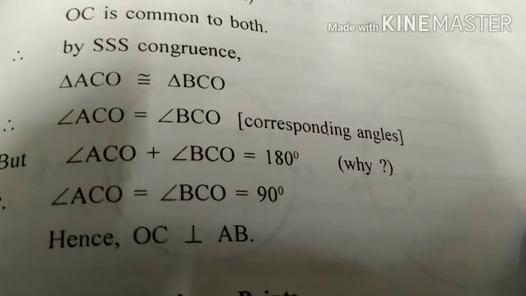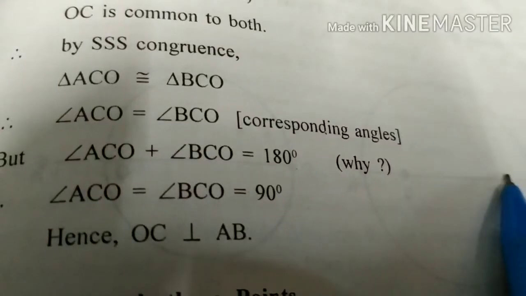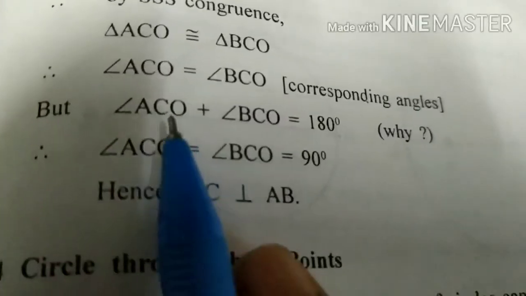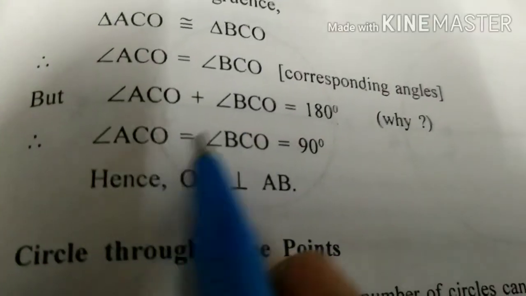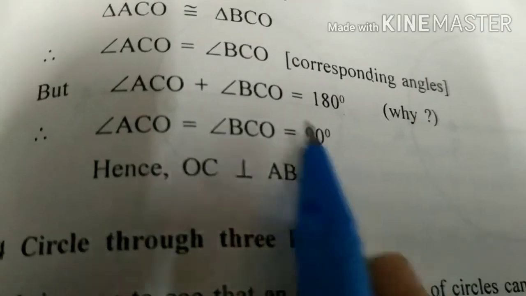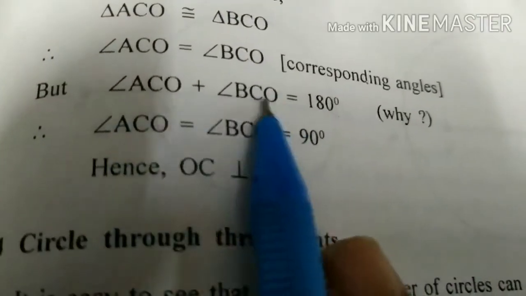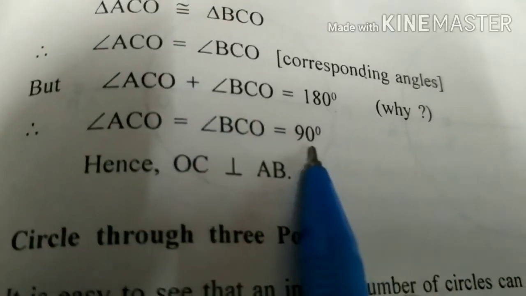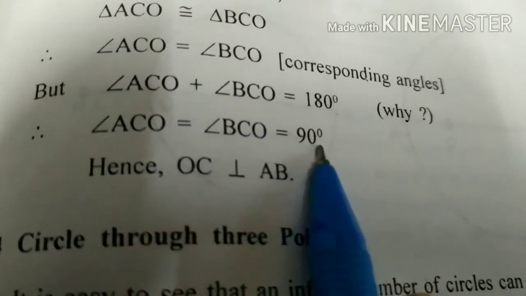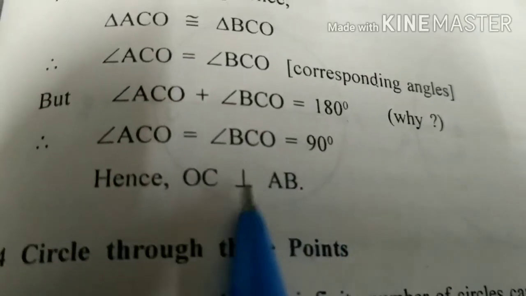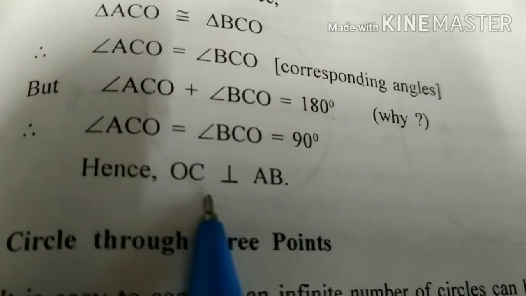Linear pair of angles, where one line stands on another line, the angles formed. Therefore, ACO equal to BCO, each is 90 degrees. Twice the angle is 180, then divided by 2, each is 90 degrees. Just after showing these two angles are 90 degrees, we can conclude hence OC is perpendicular to AB.